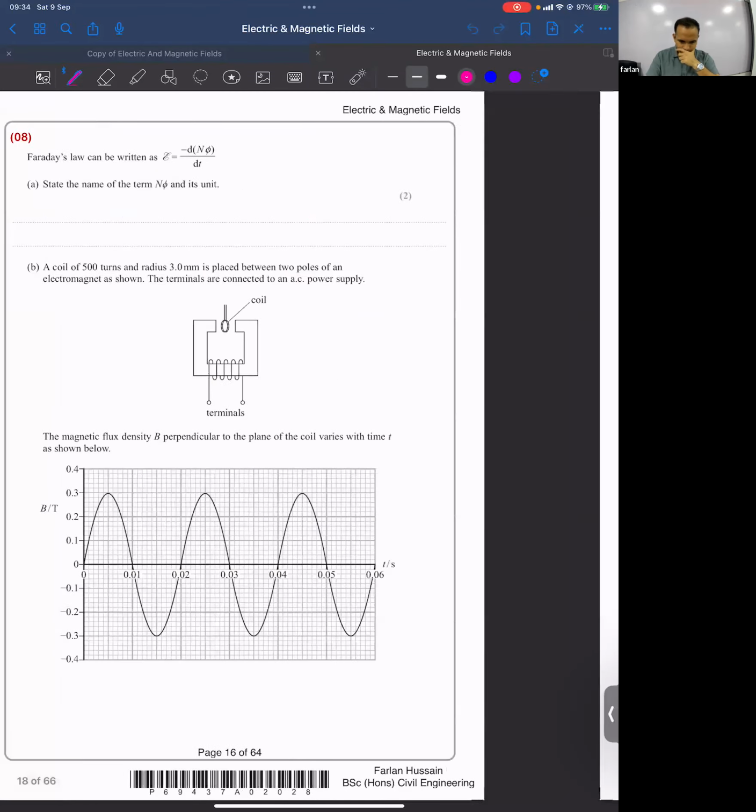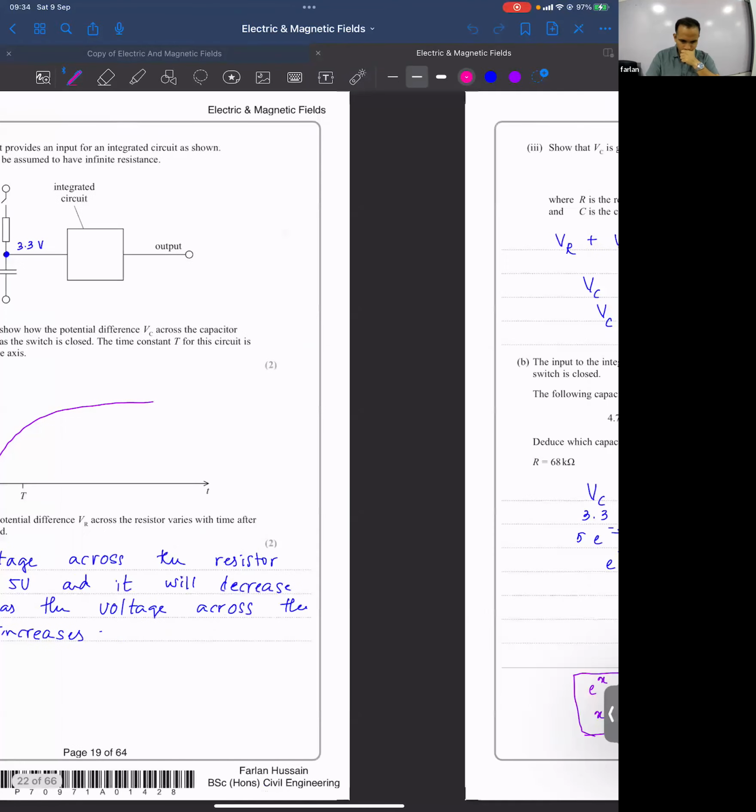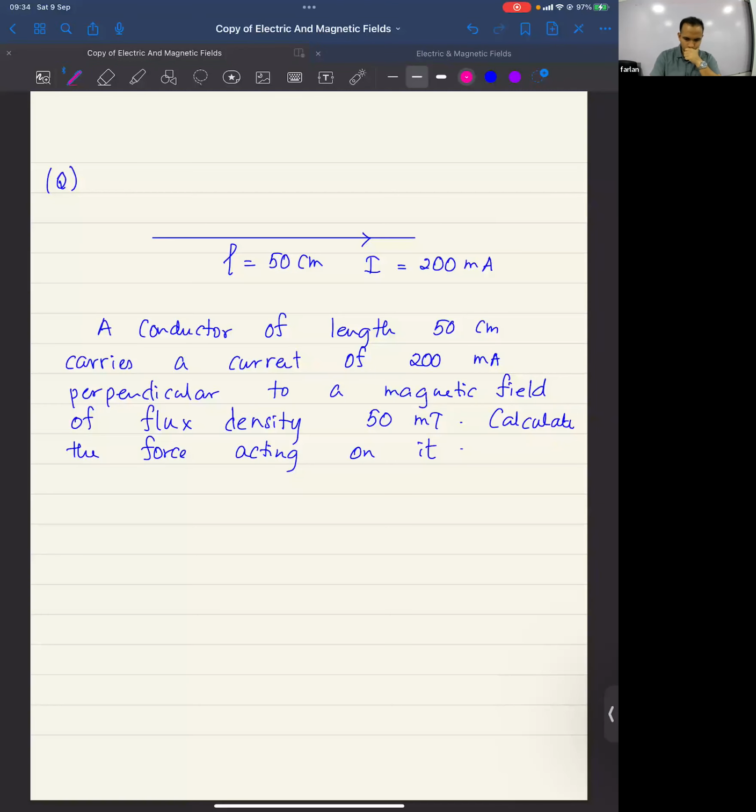What is your answer? So just use F equals BIL here. B is 50 millitesla, so it will be 50 into 10 to the power minus 3. I is 200 milliamperes, which is 200 into 10 to the power minus 3. The L is 50 centimeters, which is 0.5 in meters. So it's 5 into 10 to the power minus 3 newtons, is it? Yes.